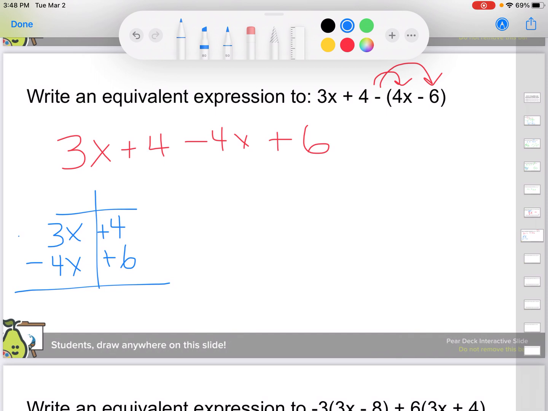All right, so my signs are different, so I'm going to subtract. 4 minus 3 is 1. So I'm left with x, and it's going to be negative because the larger absolute value is negative. Then on the other side, my signs are the same, so I'm going to add, and both the signs are positive, so it's positive. So I have -x plus 10.